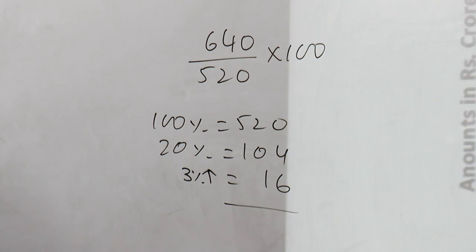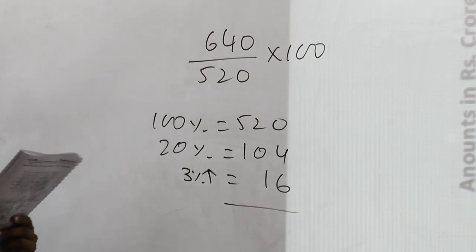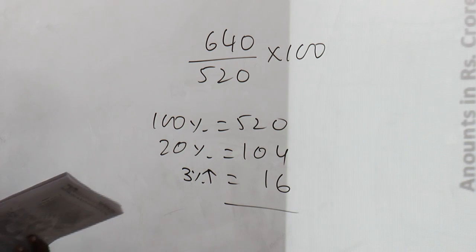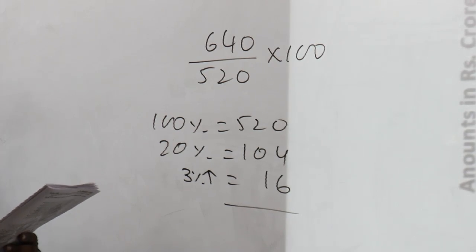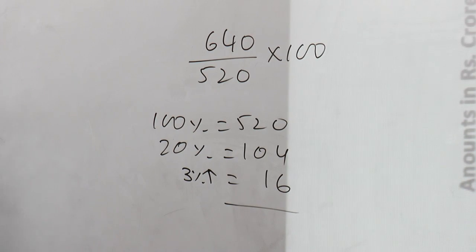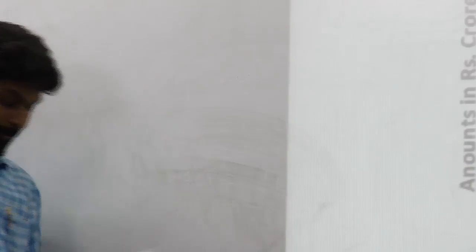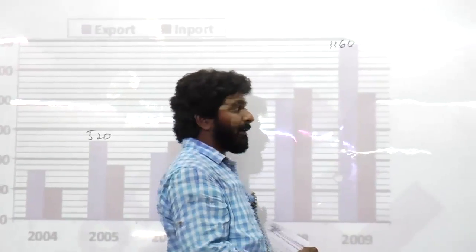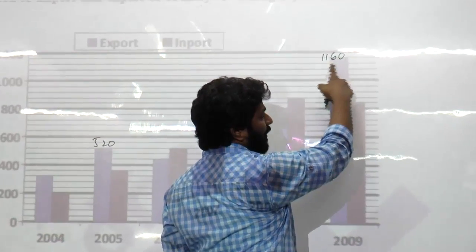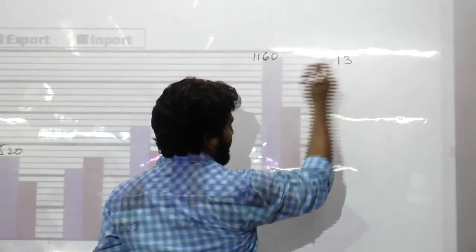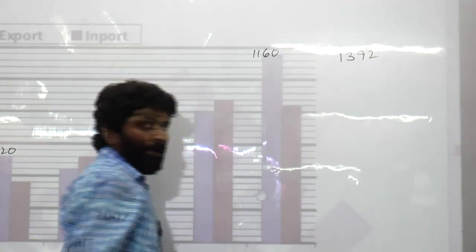Next, 47. The export and import of country T increased by 20% and decreased by 20% respectively from 2009 to 2010. Net export of country T in 2009 is what percent less than the net export in 2010? So now you need 2010 data. Export increased by 20%. Export in 2009 is 1160. It increases by 20%. 10% is 116. 20% is 232. Add 232 to this number, 1392.